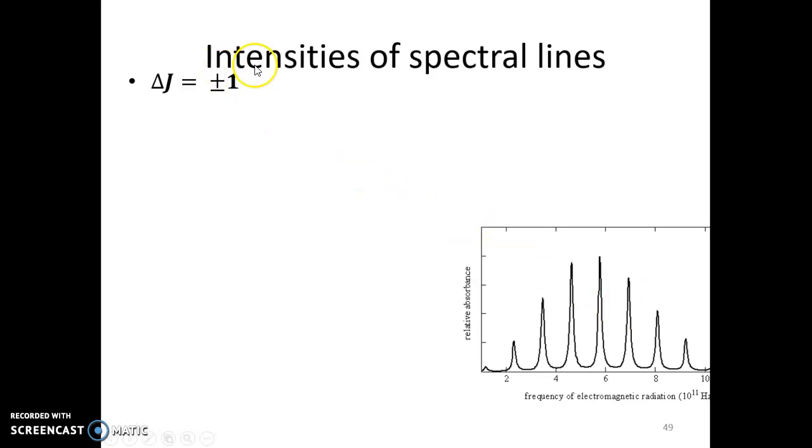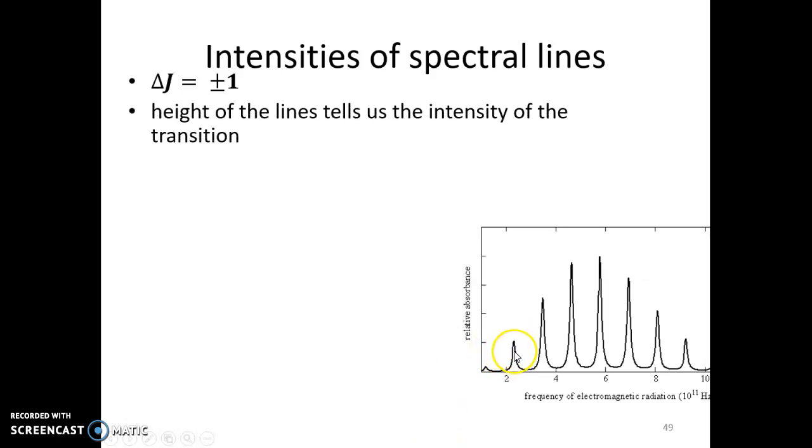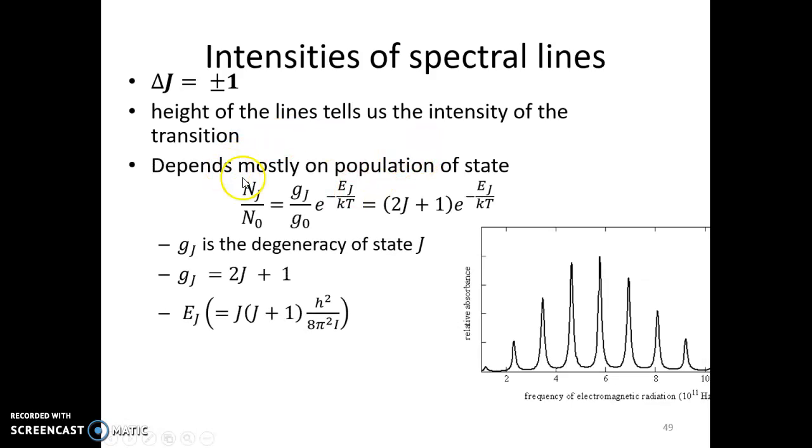Now we are going to talk about the intensities of the spectral lines. The intensities of the spectral lines, as before, talk about how high the lines are. The higher the lines, the more intense the transition, which means there's a likelihood of transition going from one state to the other. According to a Boltzmann distribution, the population of states determines the intensity of a spectral line.